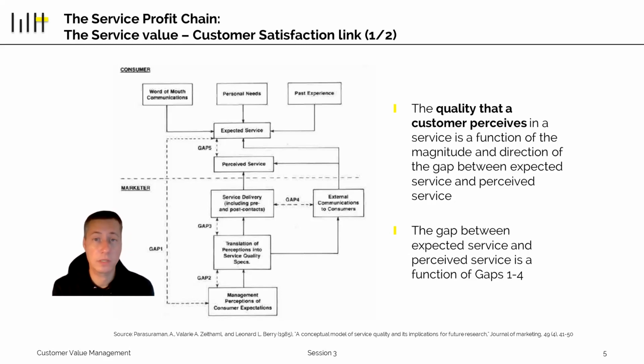And past experience: if you have been at a hairdresser before and the service you got was good, then your expectations go up for the next time. We talk about this on the next slide. And the quality that you perceive in a service is a function of the magnitude and direction of the gap between expectation and what you actually get.